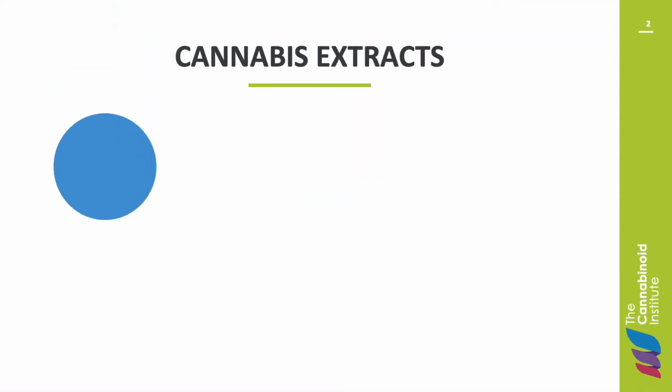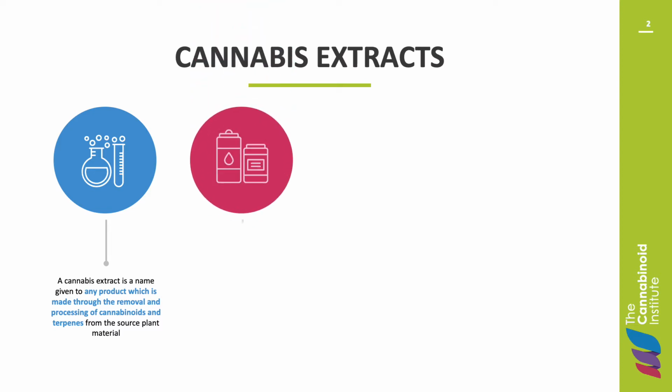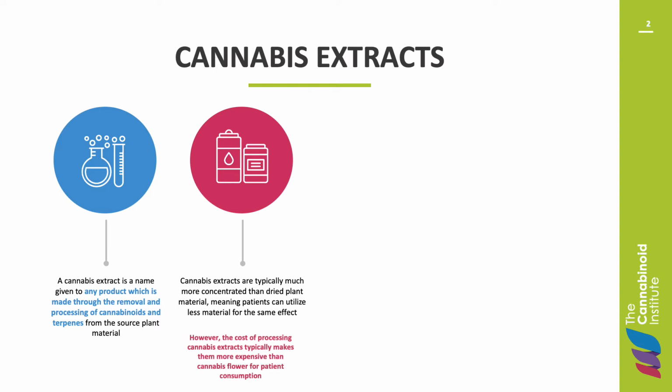A cannabis extract is a name given to any product which is made through the removal and processing of cannabinoids and terpenes from the source plant material. Cannabis extracts are typically much more concentrated than dried plant material, meaning patients can utilize less material for the same effect. However, the cost of processing cannabis extracts typically makes them more expensive than cannabis flower for patient consumption.